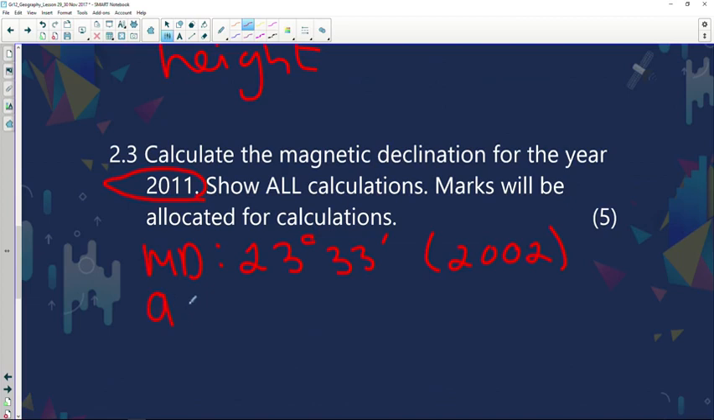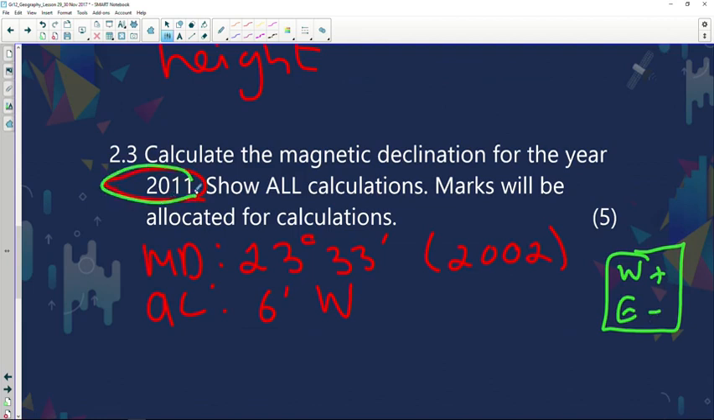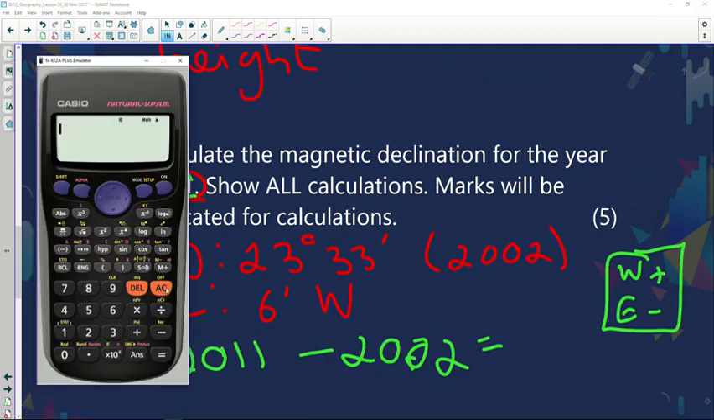And we know the annual change was 6 minutes west. Now keep in mind, when it's west, we add. When it's east, we subtract. First thing, we need to calculate the magnetic declination for 2011. So what do we do? 2011 subtracting 2002. Use your calculator before you make a mistake. 2011 subtracting 2002 equals 9.